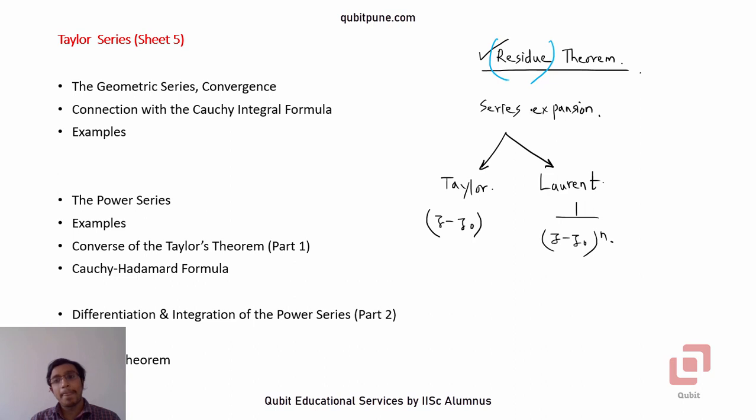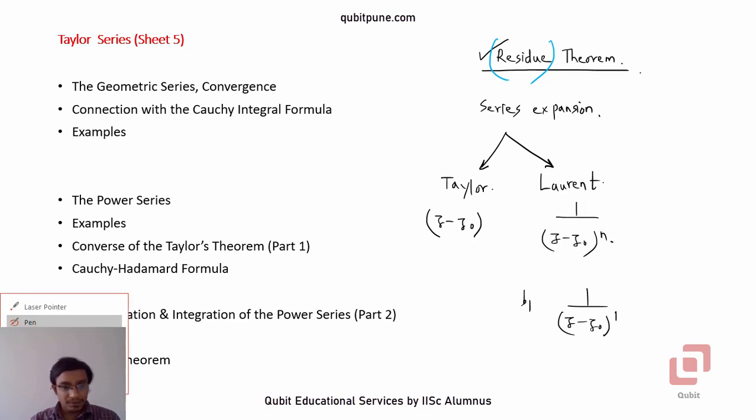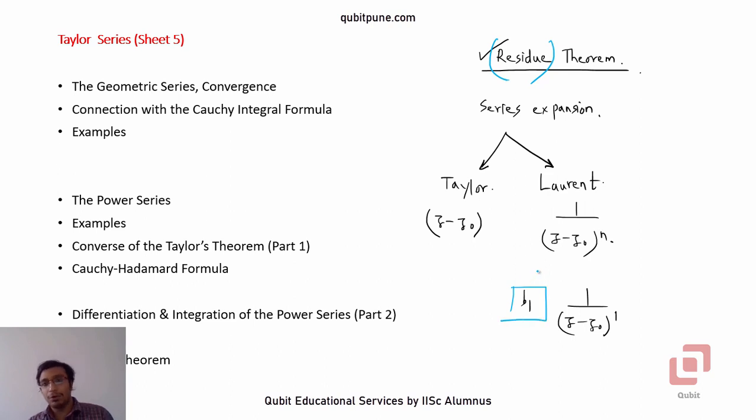And the residue is the coefficient of the power 1 upon z minus z naught raised to 1, which is usually denoted by b1, and this b1 is actually the residue. So we will talk about this in the next lecture, how to find b1 or what we mean by Laurent series and so on. So today we are going to discuss only the Taylor series part, and the associated theorems.